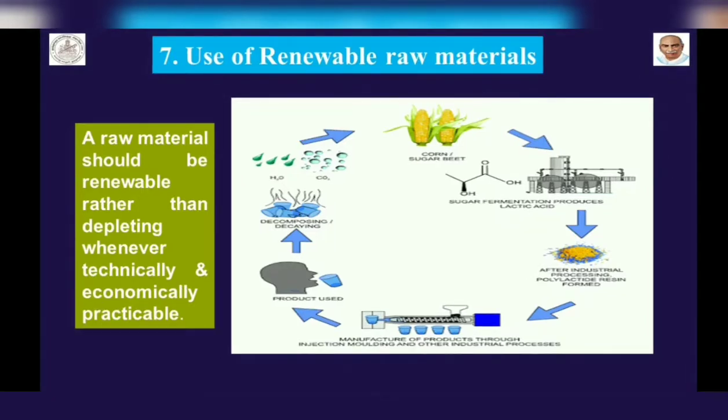Seventh one is use of renewable raw materials. A raw material should be renewable rather than depleting whenever technically and economically practicable. Example, polylactic acid is the polymer of lactic acid. This is green synthesized from the renewable raw material corn. This polylactic acid polymer replaces the polythene. Therefore, it is known as bioplastic. Bioplastic is a boon for environmental protection.